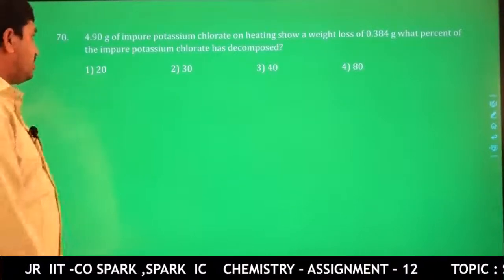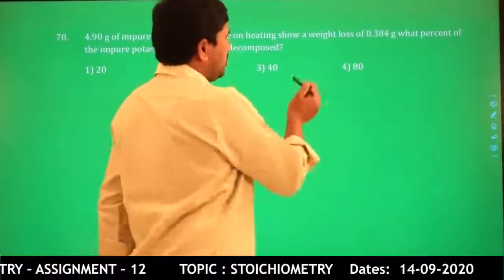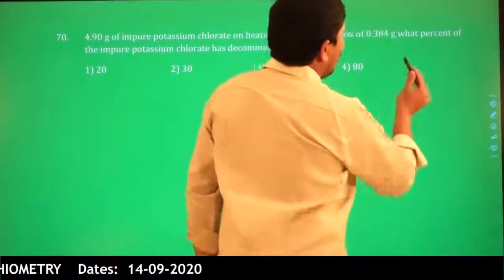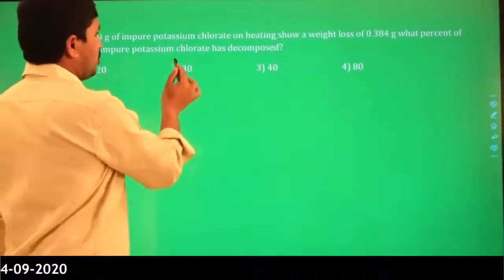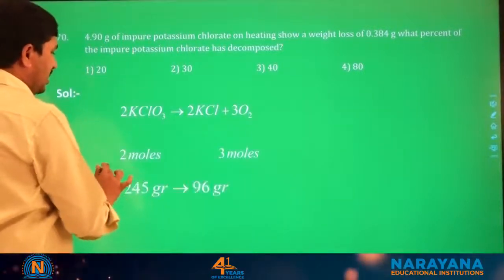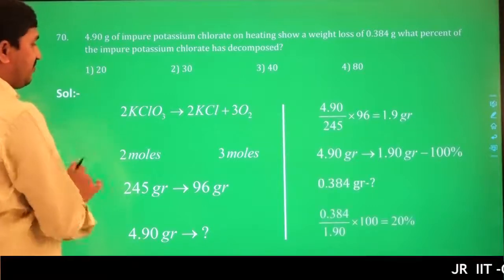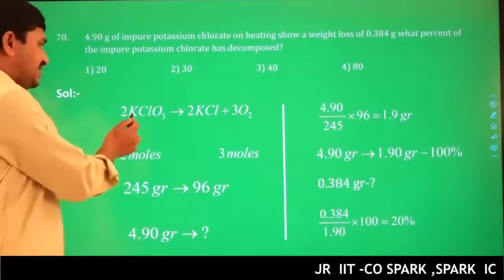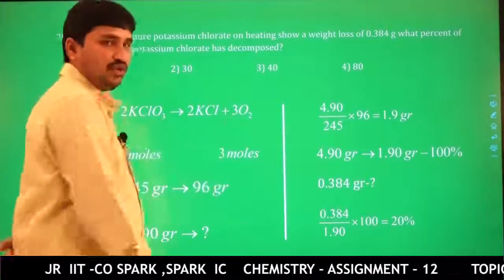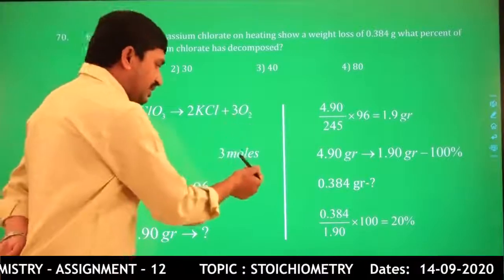Yes. Next question. Here, 4.9 grams of impure potassium chloride on heating shows a weight loss of 0.384 grams. What percentage of impure potassium chloride has been decomposed? That is the question. First of all, you find the decomposition reaction of potassium chlorate. Here the formula is KClO3. When KClO3 thermally decomposes, it produces solid KCl and liberates O2 gas. Here 2 moles of KClO3 decompose to produce 3 moles of O2.